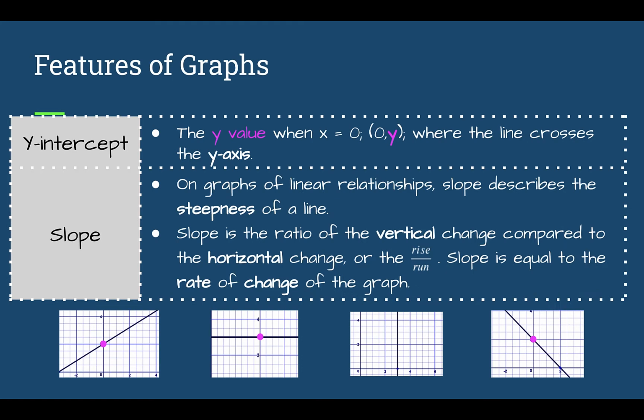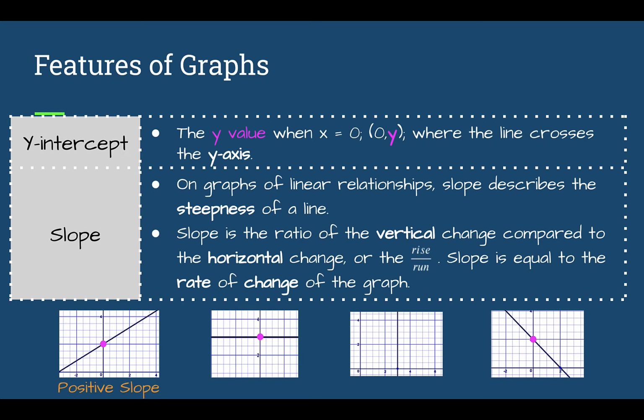The slope, on the other hand, is describing how steep the line is. We'll talk about this more in upcoming slides, but slope is how much it changes vertically, so up and down, compared to how much it changes horizontally, left and right. The slope is your rate of change. Now, in these 4 pictures, all of them have different types of slopes. If you can begin to relate what type of slope it is with what the picture looks like, it can help you check to make sure you're on the right track.